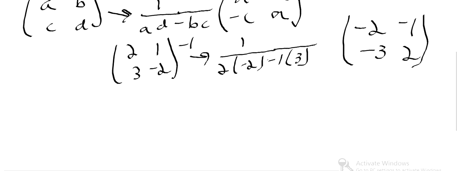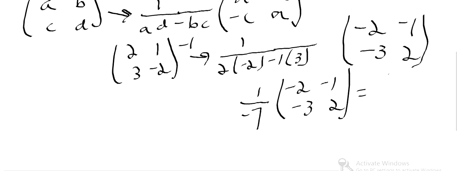Then we can simplify that. It ends up being 1 over minus 4 minus 3, which is minus 7, times minus 2, minus 1, minus 3, 2, which equals 2/7, 1/7, 3/7, negative 2/7.